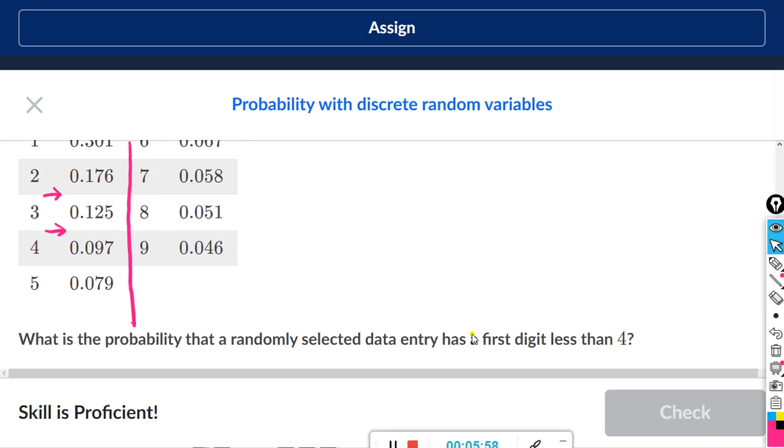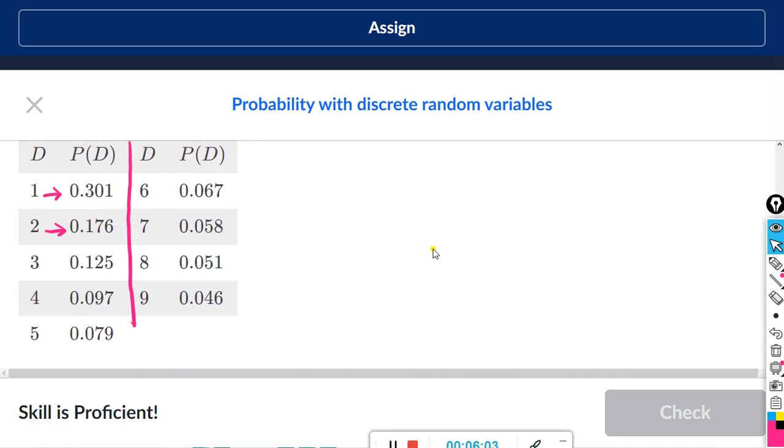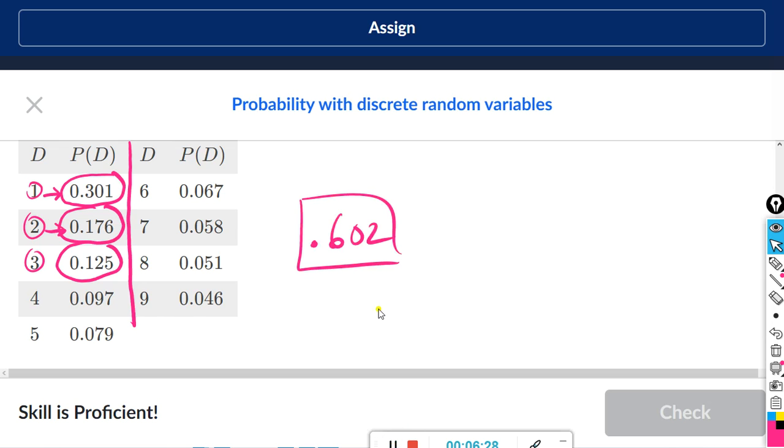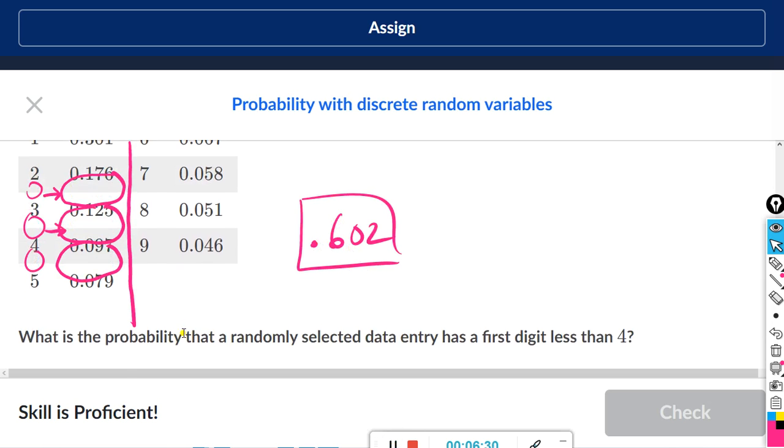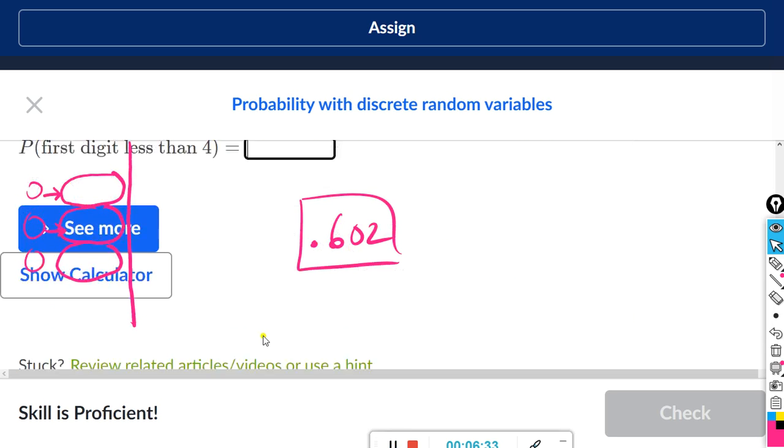They want to know the probability that a randomly selected digit has the first digit less than 4. So that can be either 1, 2, or 3, if it has to be less than 4. All you have to do is add these 3 probabilities. I'll do that on the calculator, and I get 0.602. So just click inside the box and type 0.602.